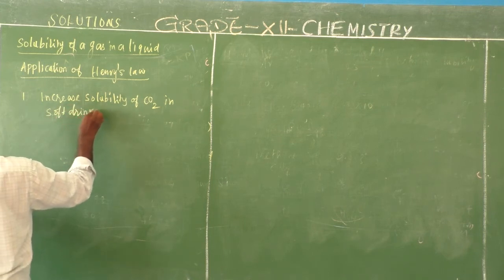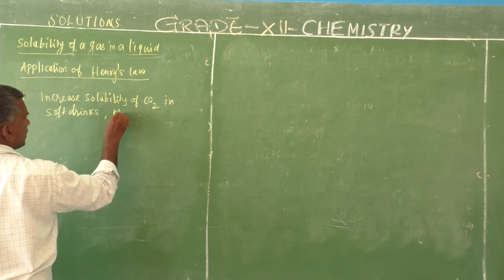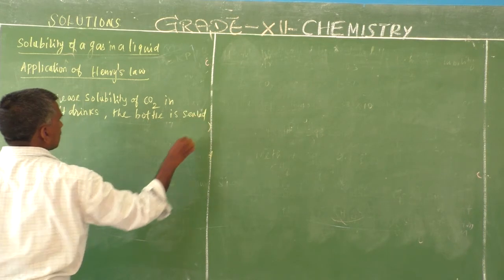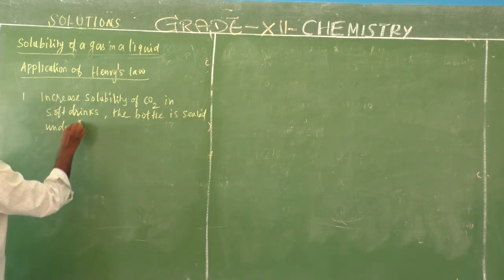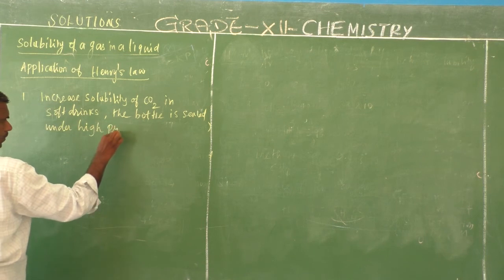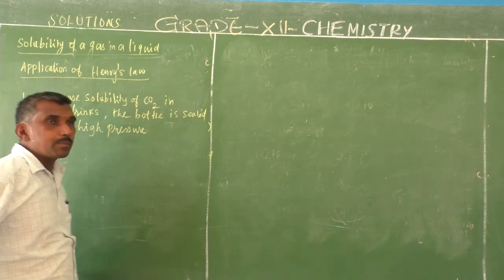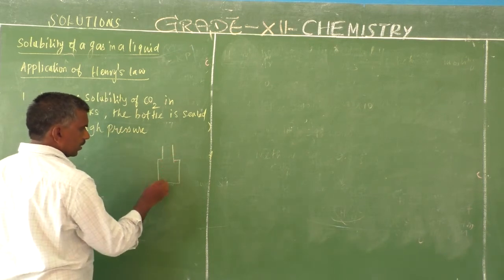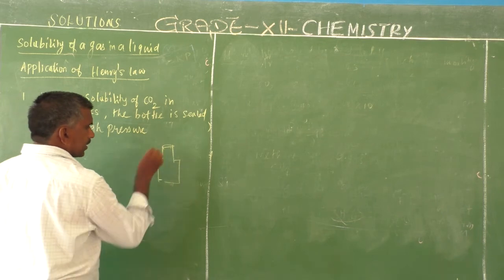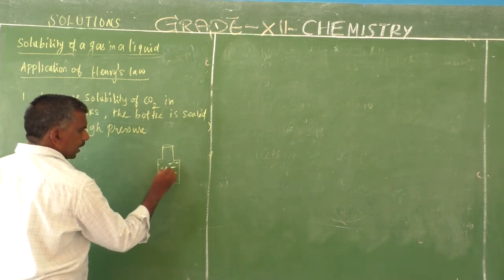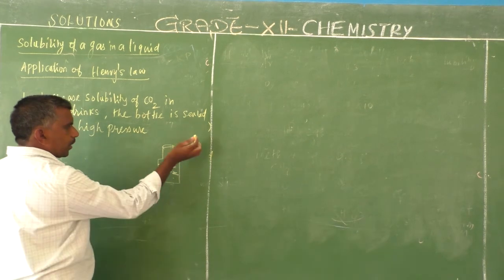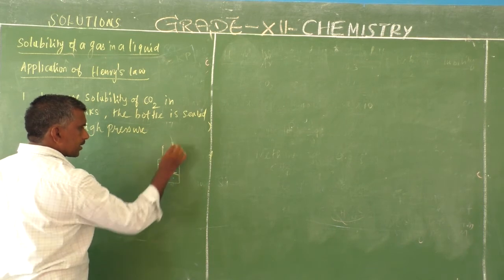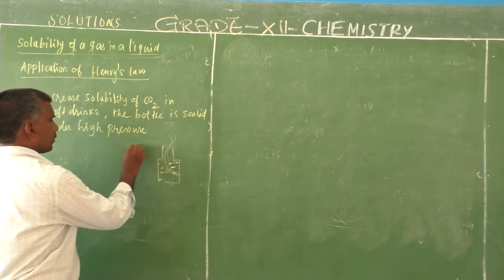In soft drinks, the bottle is sealed under high pressure. That is a soda water. Any aerated drink's water is closed because of high pressure. Carbon dioxide is under pressure. When it is open, the pressure is decreasing. What happens? The dissolved carbon dioxide is escaping. That is the effervescence is formed.